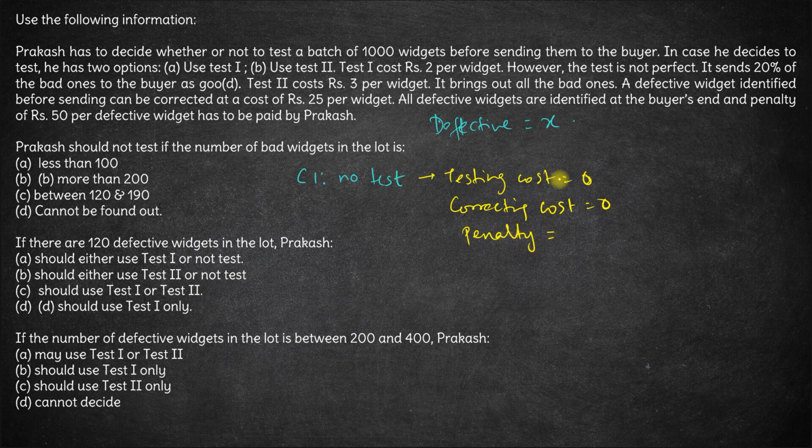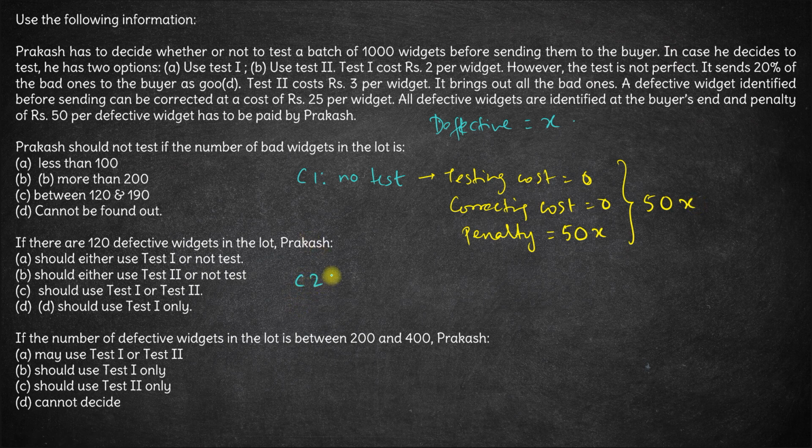What will be the penalty? All these X defective widgets will be detected at the customer's end and the customer will charge 50 rupees per defect. So the penalty cost will be 50 into X. So the total cost will be 50 into X rupees if there is no test.